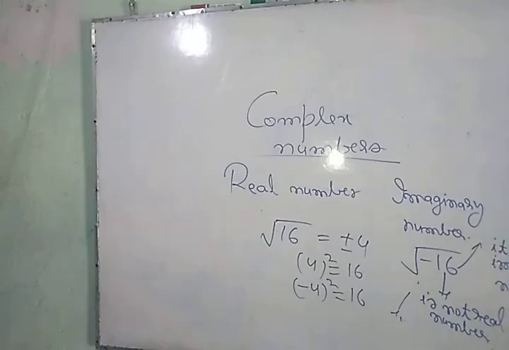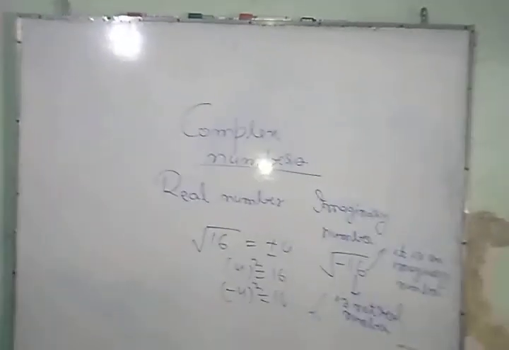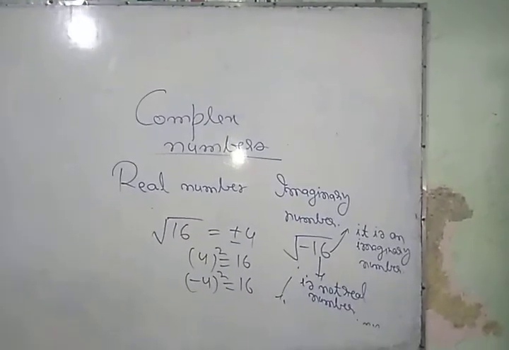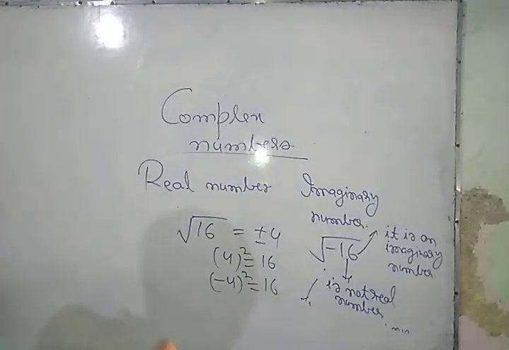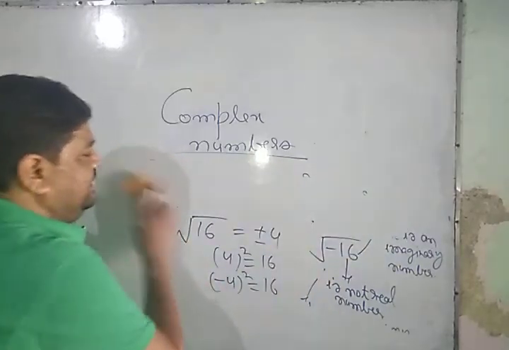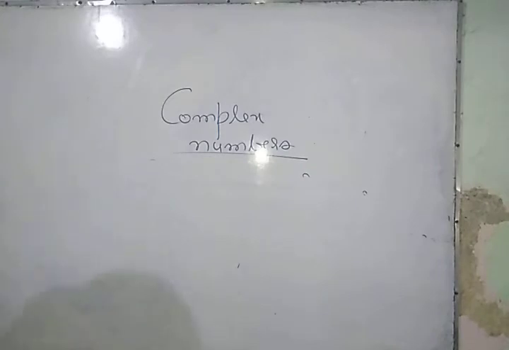So root 16 is a real number because there are two real numbers whose square is 16. But root minus 16 is an imaginary number because there is no real number in this world whose square is minus 16. Now how will you represent an imaginary number? Let's see how we represent an imaginary number.